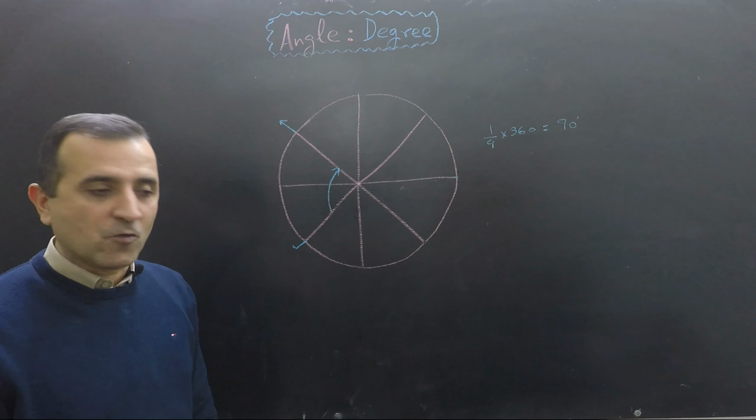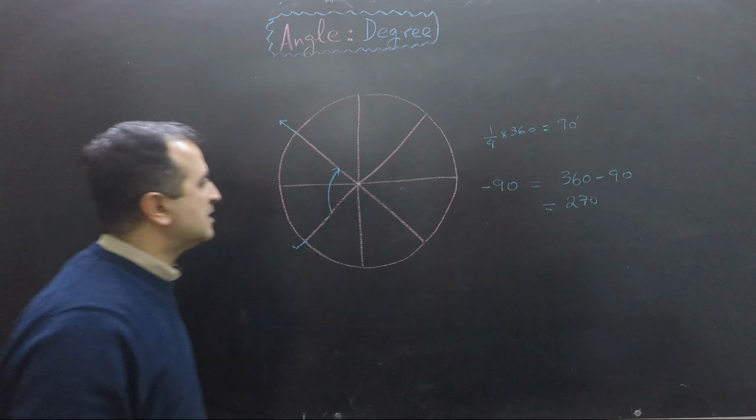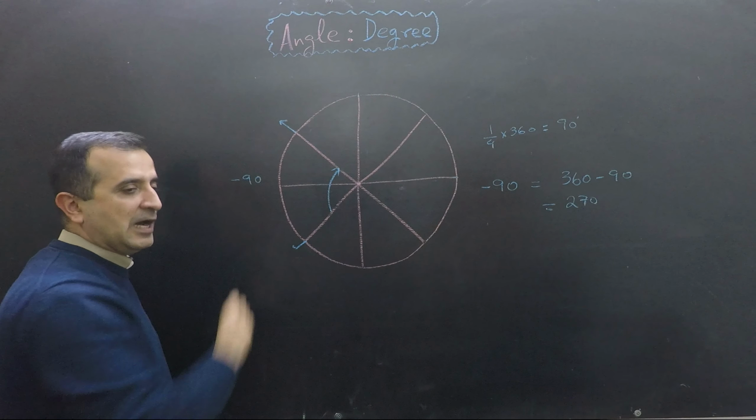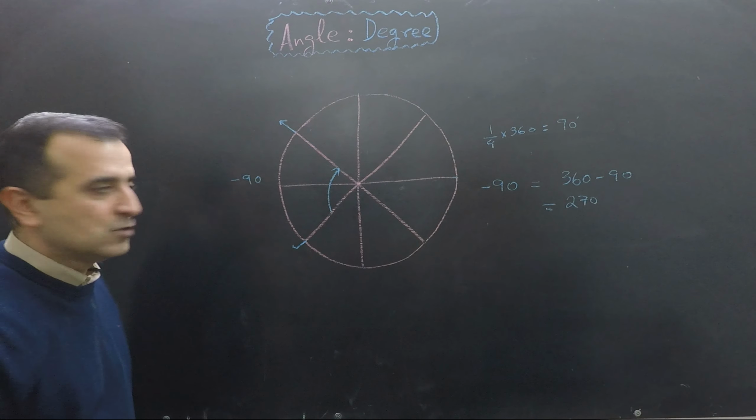But there is an important thing: you can write minus 90 as a positive number also. You can add 360 to minus 90 and the answer will be a positive number which is equivalent to minus 90. Because we have to measure from here to here, it was minus 90. But if I go from this direction, it is basically 360 minus 90. So minus 90 is equal to 360 minus 90, which is 270. So if you want to write this angle, you can write it as minus 90 or you can also write it as 270. Both are equivalent. You got it?